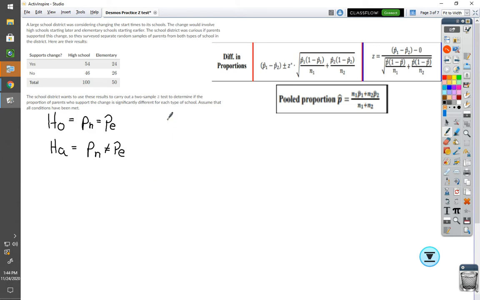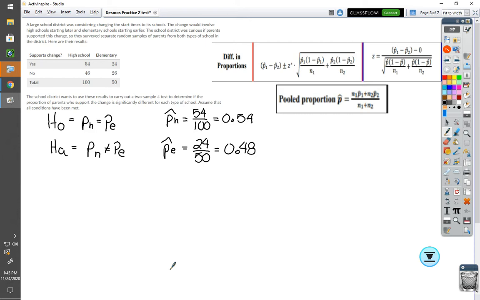So the high school p-hat value, there are 54 people who responded out of 100 for a 0.54 statistical value. For the elementary calculation, there were 24 out of 50, which would be 0.48. First thing we'll do is we'll calculate a z-score.